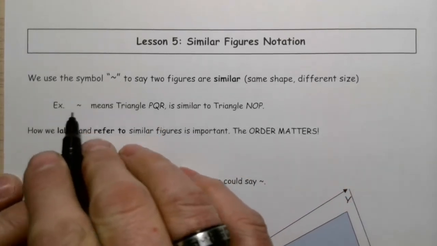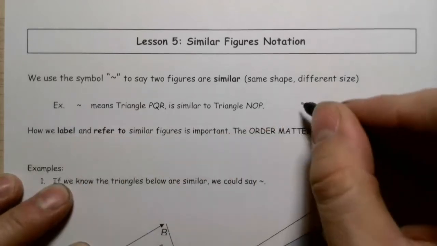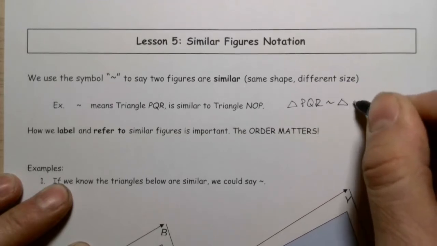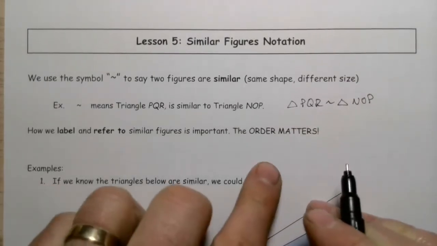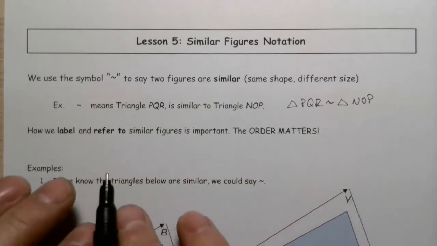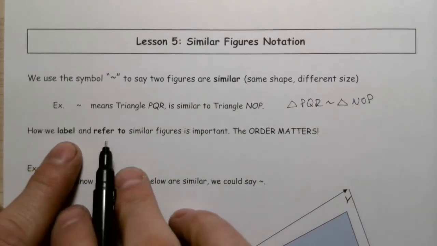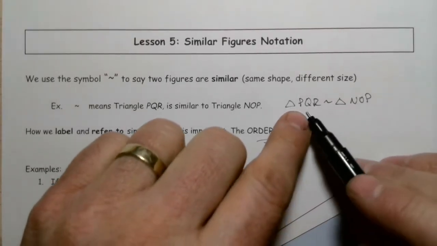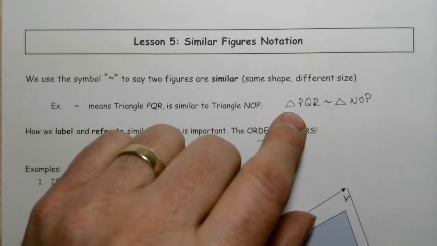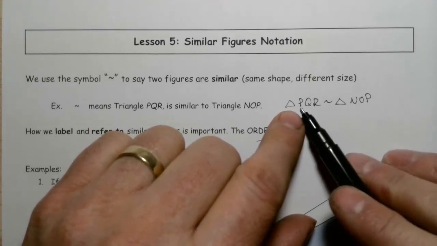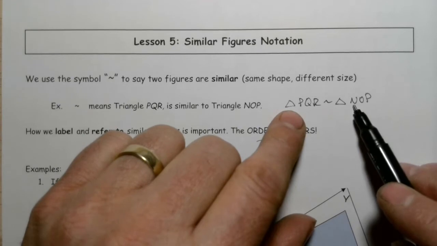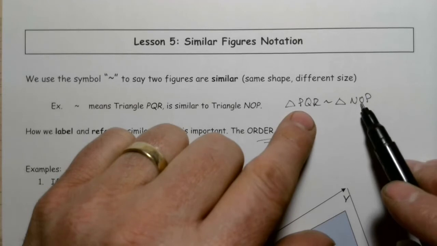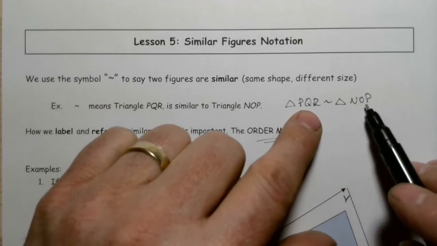Now, there's some missing detail here. How you would normally write this is triangle PQR is similar to triangle NOP. What's important here is that how you label and refer to the similar triangles is really important, because order matters. When you say that triangle PQR is similar to NOP, what you're saying is that the angle at vertex P is the same as the angle at vertex N. The measure of the angle at Q is the same as the measure of the angle at O. And the measure of angle R is the same as the measure of angle P.